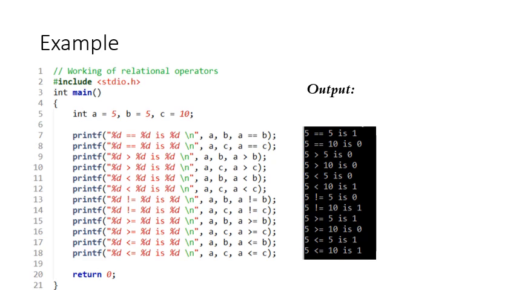Now what about line 13? For line 13, we are testing whether a is not equal to b. A is equal to b, so this will result to 0. Okay.